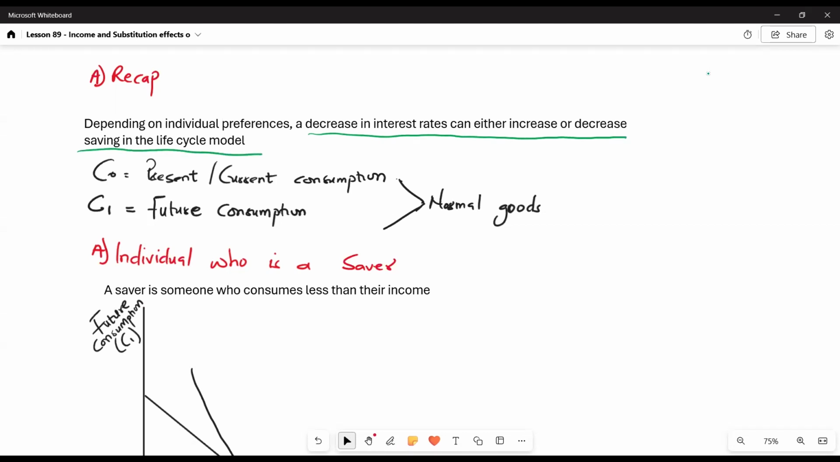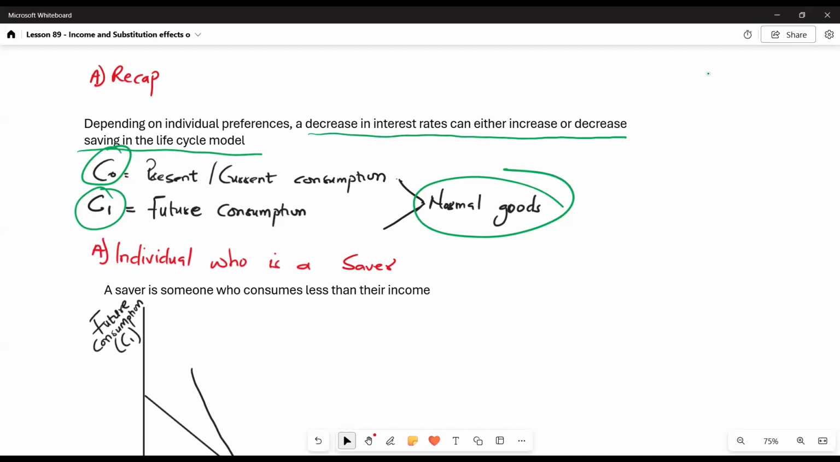Today, we'll be explaining this theoretical ambiguity by focusing on income and substitution effect for savers and borrowers. To begin with, let's make a reasonable assumption that present and future consumptions are both normal goods. So we represent present consumption as C0 and future consumption as C1. Now, this means that when lifetime income increases, holding all other factors constant, the individual chooses to increase consumption level in each period of his lifetime.